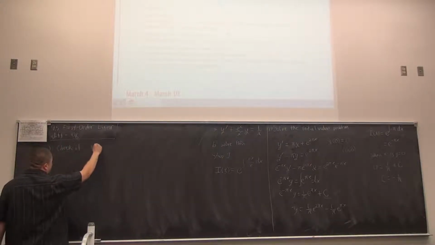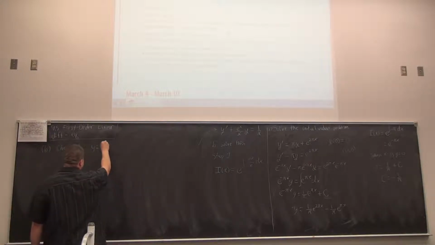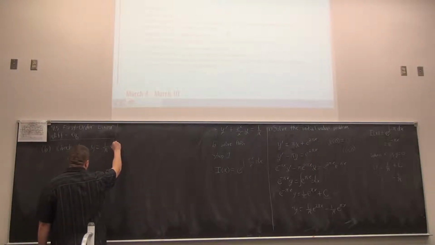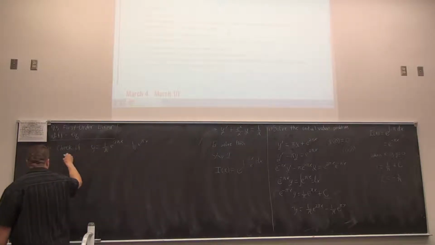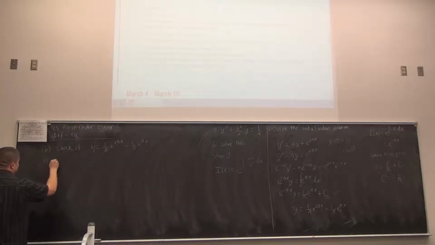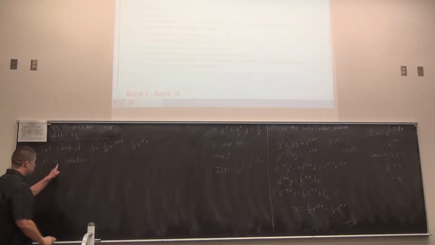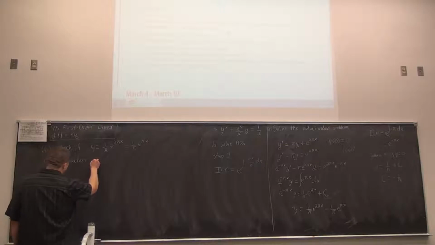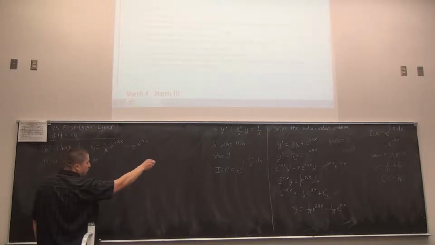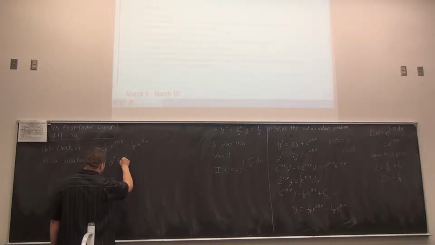if y equals, and I forgot what it was, 1 over pi e to the 2 pi x minus 1 over pi e to the power of pi x. Check if that is a solution. We cannot any longer say the solution because there's infinitely many of them. We want to check if it is a solution to, not the full initial value problem, let's just take the differential equation itself.